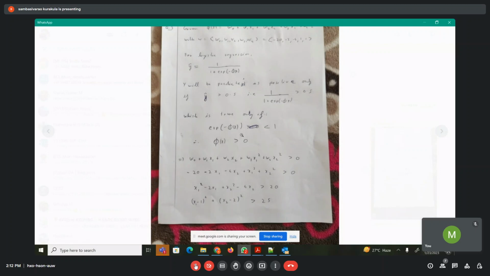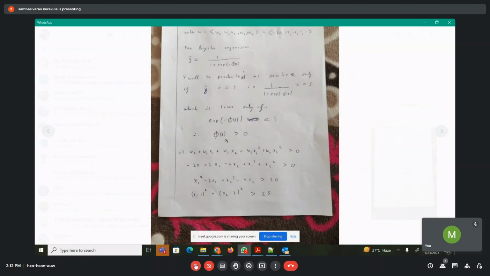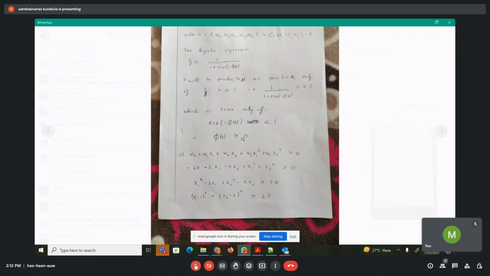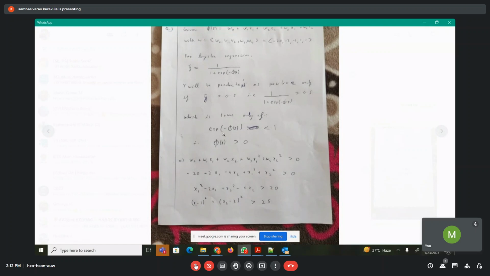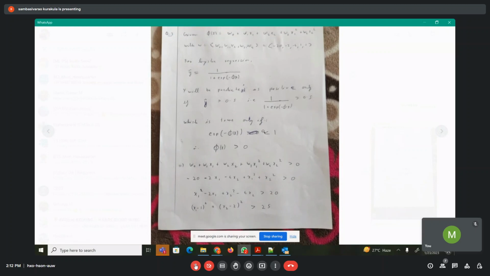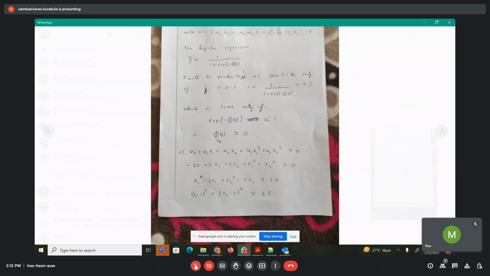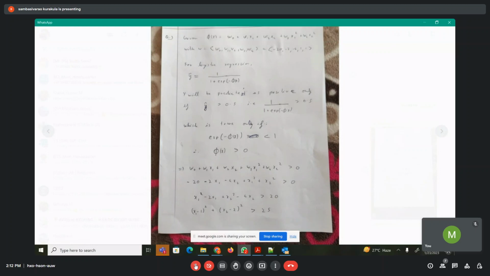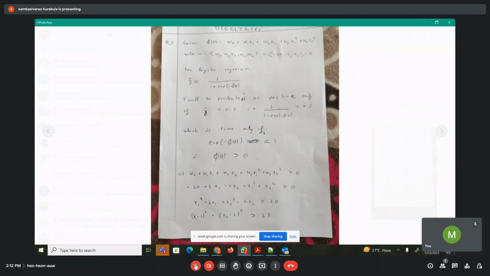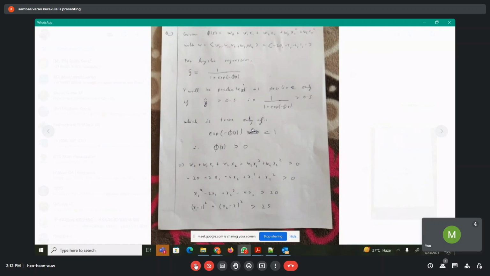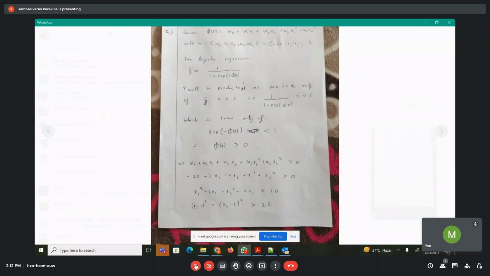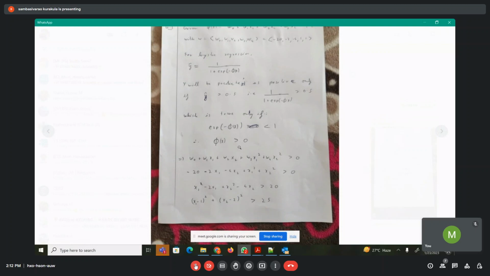Yes, perfect, correct. So we never want probability to be less than 0, right? Probability is always 0 to 1. That is agreed, right? So that is why, if exponent of minus theta x is always less than 1, then, this is something to do with how the exponent table works. So if theta x is greater than 0 only, the above condition can be satisfied. Okay, so that is how we get it.